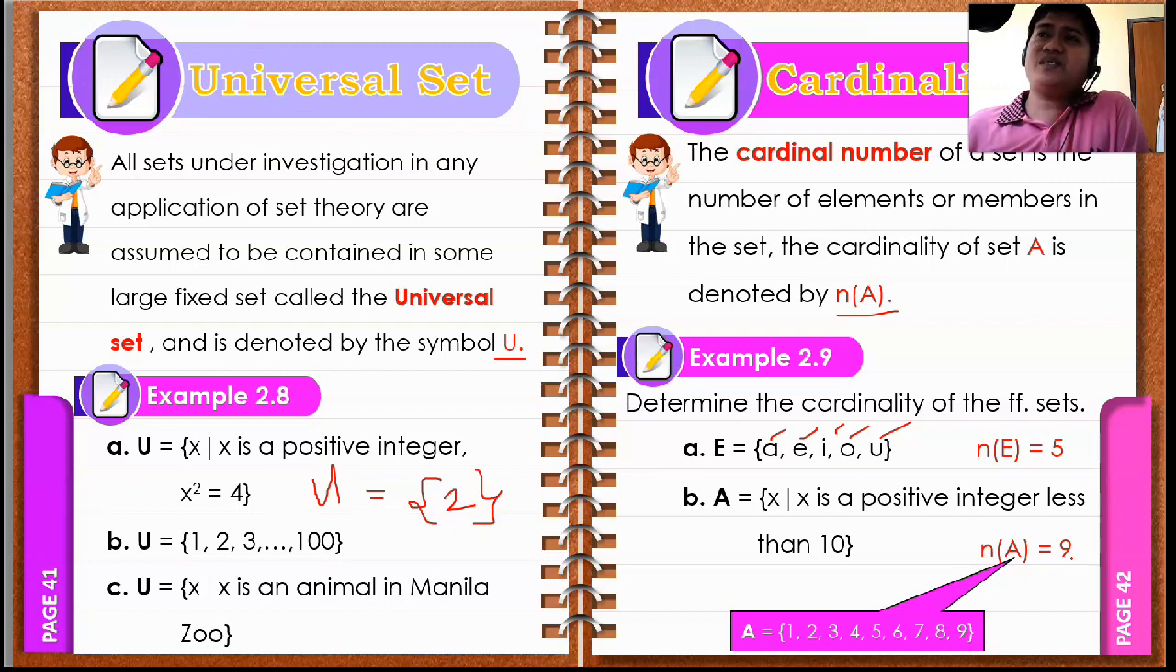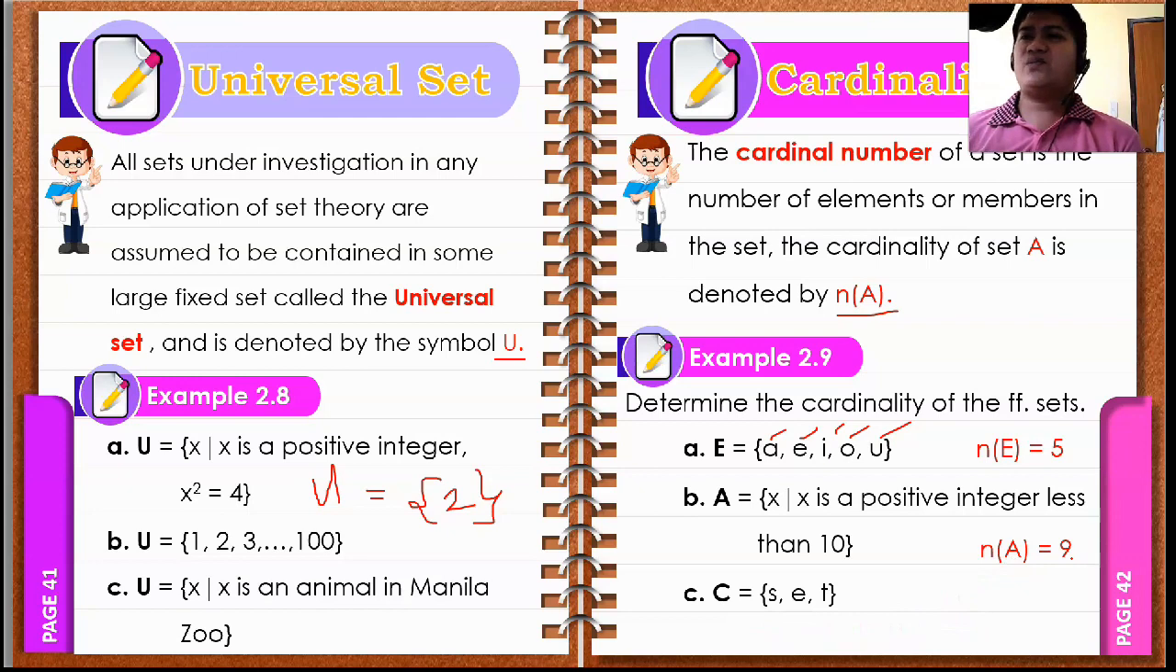Usually you can get the cardinality if the given set is a finite set, because if the given set is infinite, then we cannot count the elements of those sets. Another one, we have set C with an element, SET. Obviously, the cardinality of set C is equal to 3. Okay, so those are some of the terms involving sets.